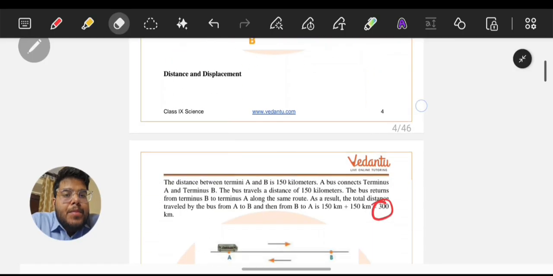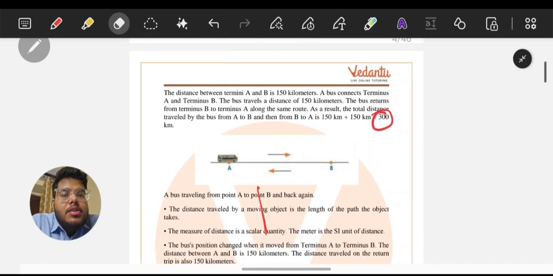Okay. Now we have to understand distance and displacement by taking an example. Let us take an example: a bus moving from A to B and B to A, and it completed its journey at A. It is a round trip. So now distance is the measurement of path, the actual measurement of path.